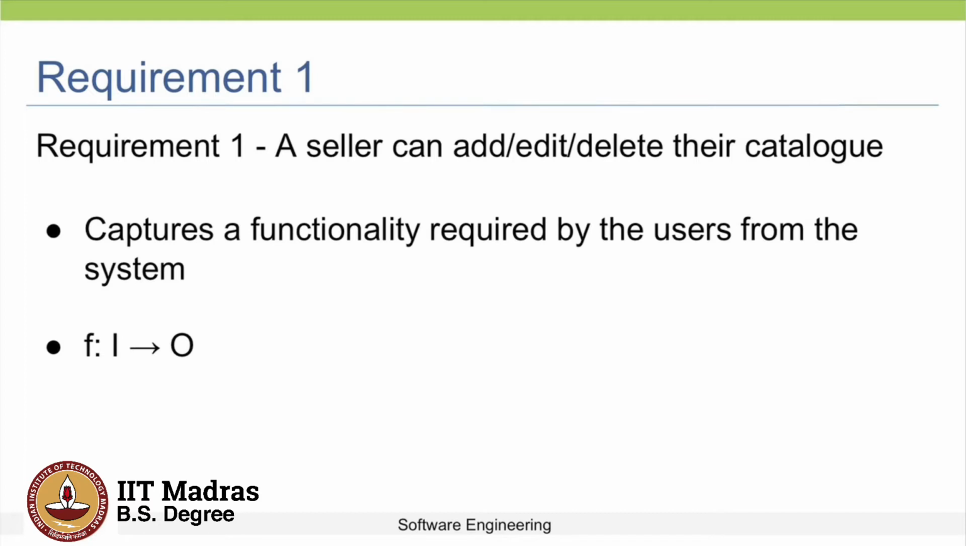Functional requirements can be considered similar to a mathematical function, where the function transforms an element in the input domain I to a value in the output O. So the functional requirements of the system should clearly describe each functionality that the system would support, along with the corresponding input and the output dataset.